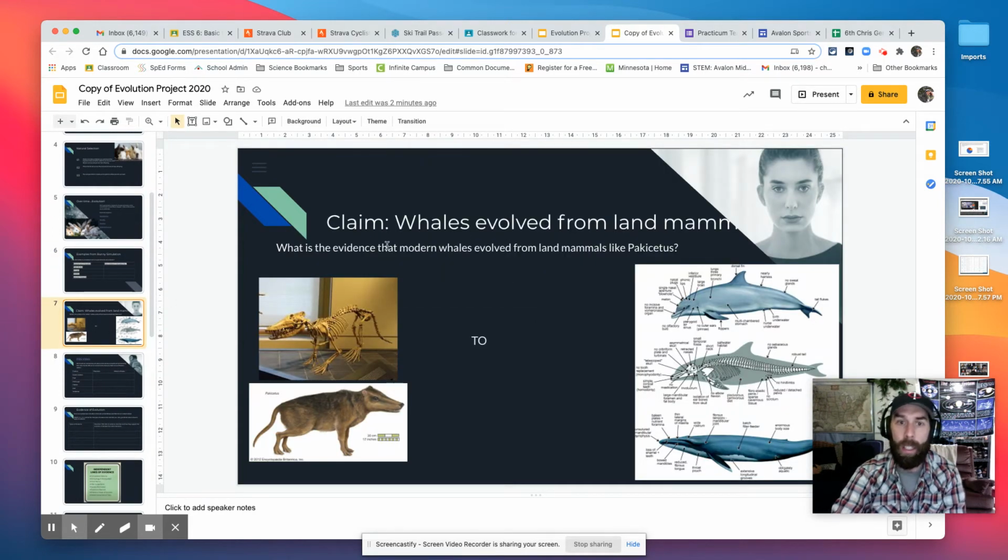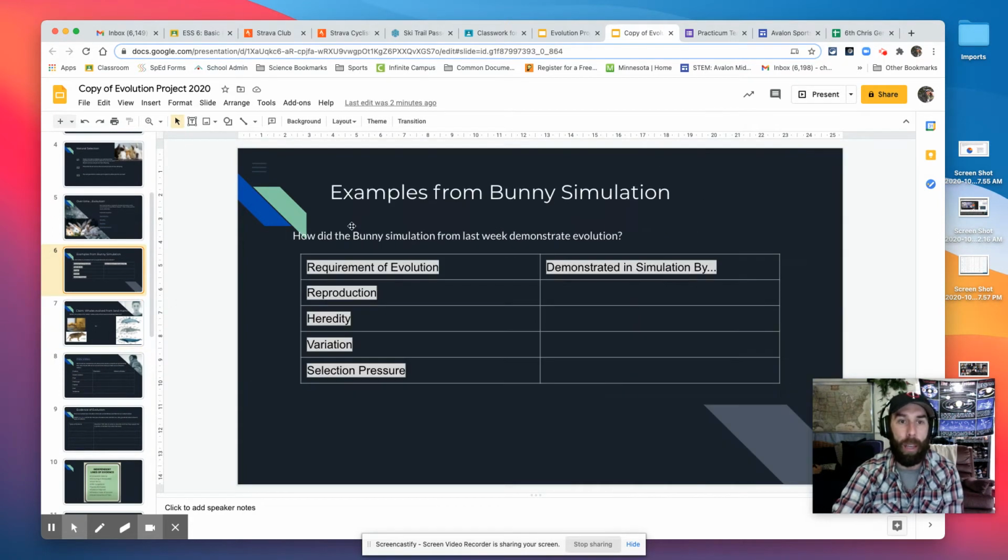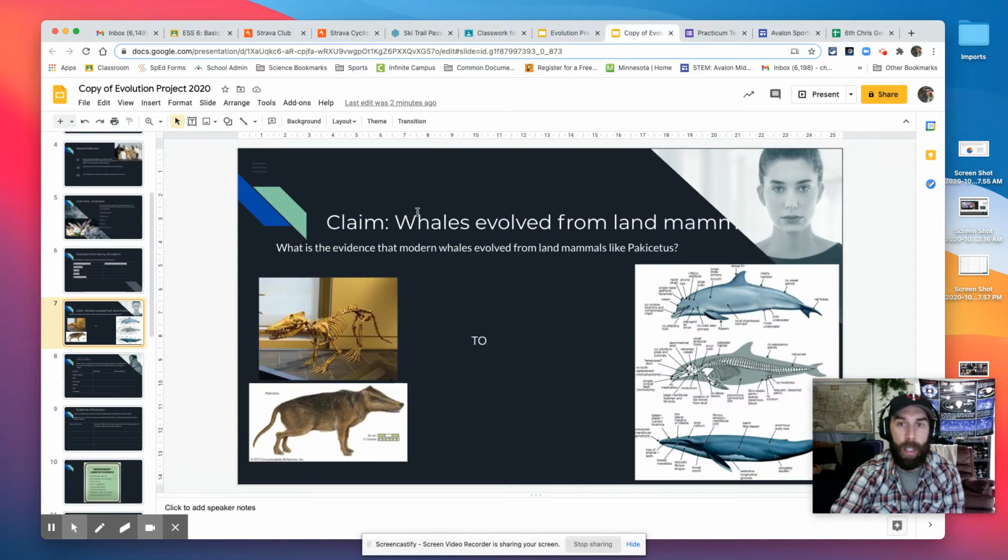Okay, so now we're going to talk about a specific claim about whales. I just keep doing that. Specific claim about whales. Whales evolved from land mammals. Okay, what is the evidence that modern whales evolved from land mammals like Pakicetus? So this is Pakicetus over here, and this is what some different kinds of modern whales or cetaceans look like.